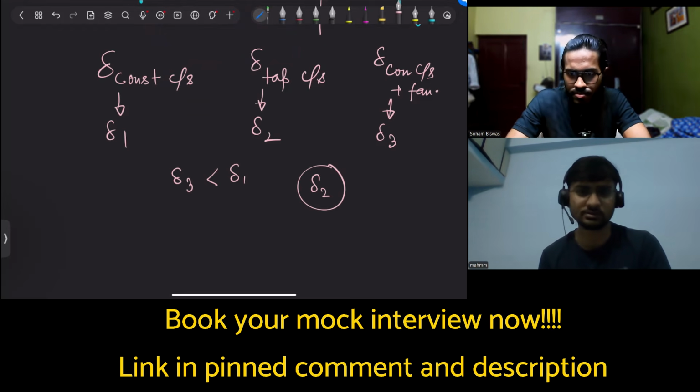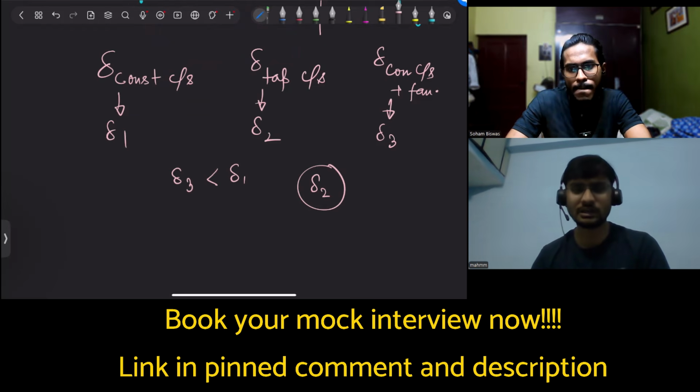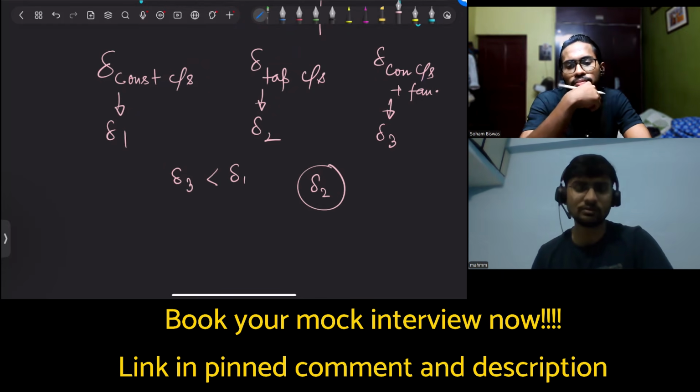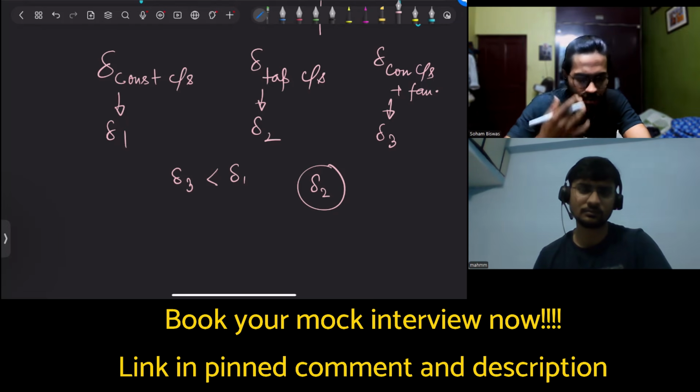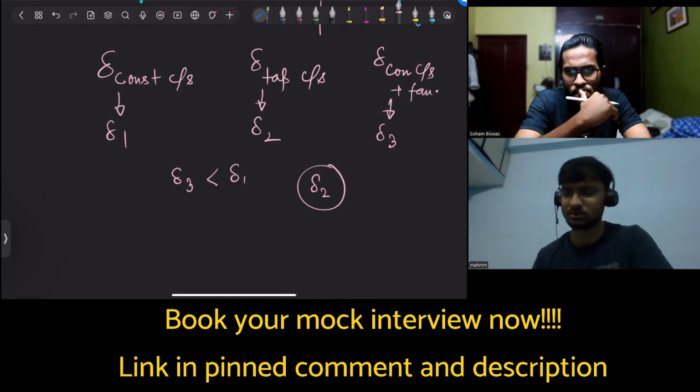Delta 2 will be the highest because there will be the highest temperature difference. The delta depends on the temperature difference: the larger the temperature difference, the larger the thermal boundary layer thickness. And on which other parameter does delta depend? It depends on thermal diffusivity and conductivity.